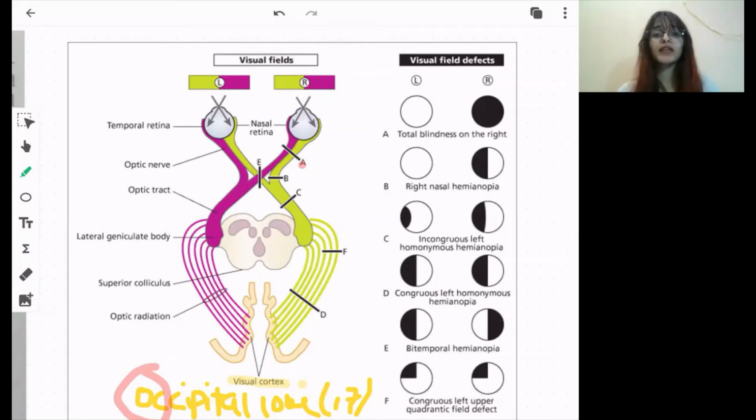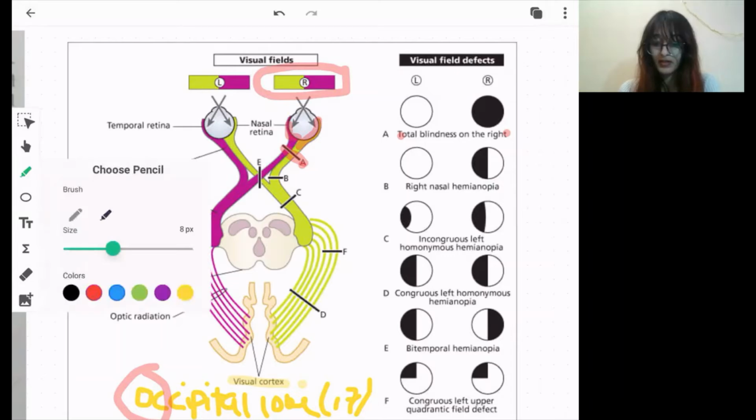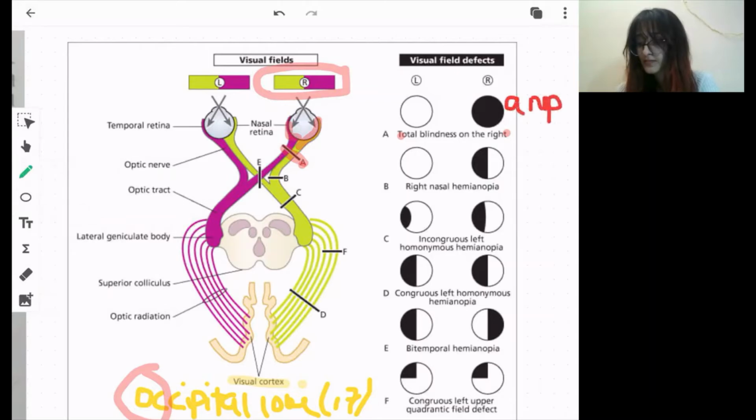And if you know the visual field pathway, we can also answer the visual field effects. So if you see there's damage to the optic nerve, for example, they have written total blindness on the right. Why? Because both these nerve fibers cannot go to the occipital cortex. Information cannot be received. So all of this visual field the person can't see. That is called anopia.